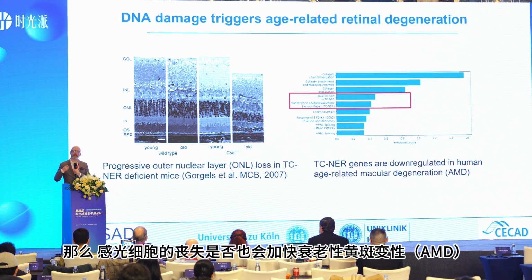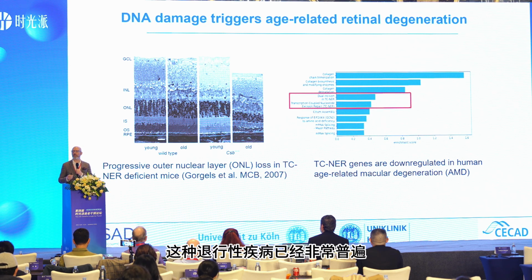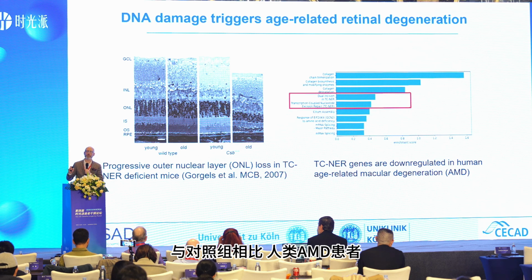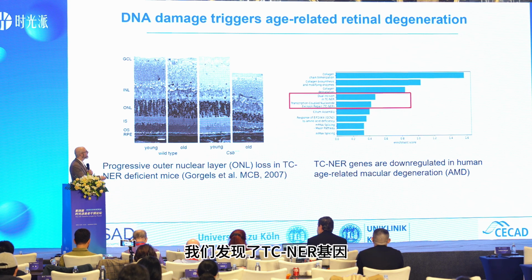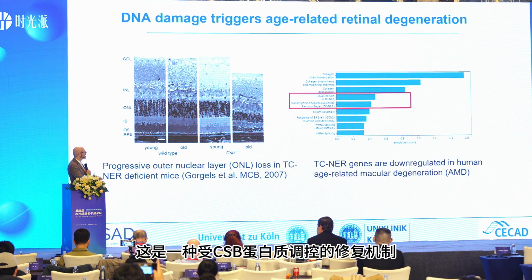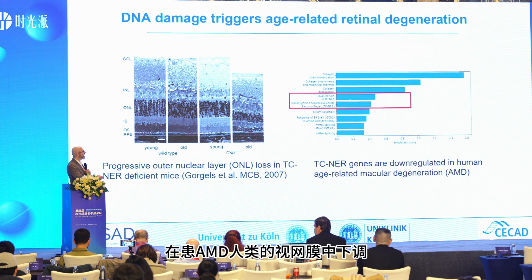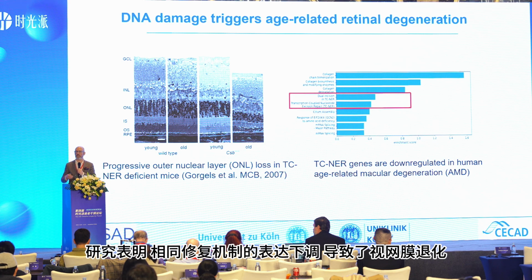We asked then whether this loss of photoreceptor cells is also a driving force of dry age-related macular degeneration in humans, a very prevalent age-related degenerative disease. We asked whether in human patients that suffer from AMD, compared to age-matched retinal controls, what kind of genes are downregulated, and we find that transcription-coupled nucleotide incision repair genes, this is the repair mechanism that is mediated by the CSB protein, are downregulated in the AMD retina, suggesting that they have a reduction of the exact same repair mechanism that drives retinal degeneration.